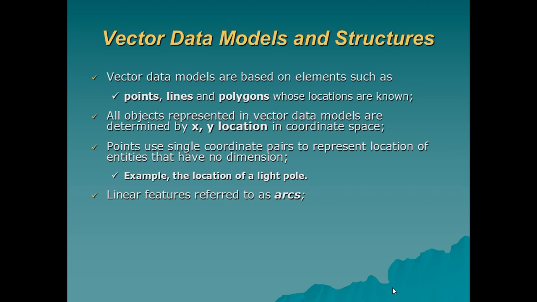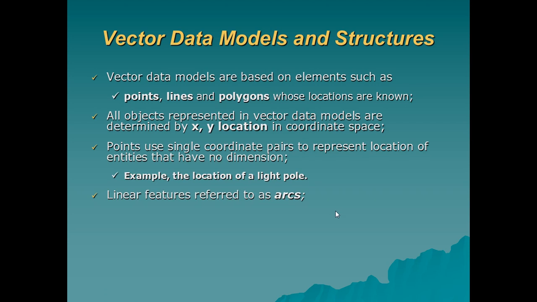Alright, so all objects represented in the vector data models are determined by XY locations in coordinate space. That's pretty easy to understand with regards to a point. A point will have an XY location, but what we're saying is even lines and polygon features, whose outer perimeter is defined by lines, every point along those lines is represented by an XY location. Right, so that is why we can say all objects are represented by XY locations in coordinate space.